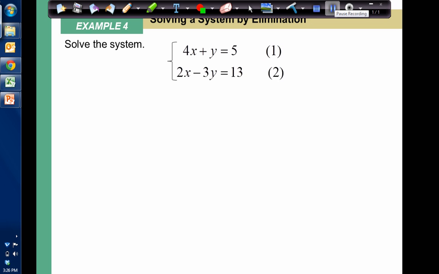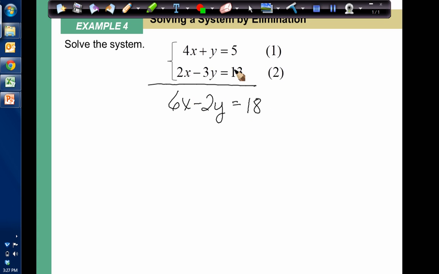The third way we could solve a system is by elimination. The idea of elimination is to add the 2 equations together in a clever way so that we can cancel out one of the 2 variables. First of all, we decide which variable we'd like to cancel out. Let's try to cancel out the y's. But what happens if we add the 2 equations right now? We add like terms. 4x plus 2x is 6x, and y plus negative 3y is negative 2y, and 5 plus 13 is 18.